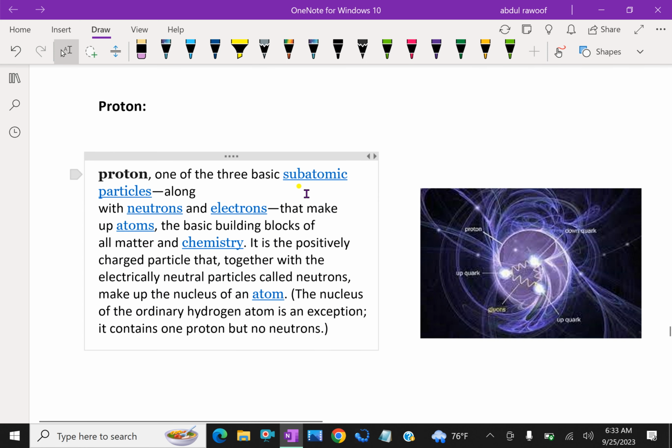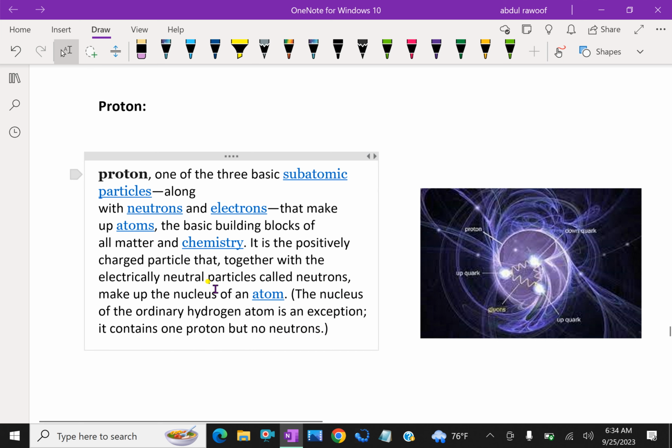Proton, one of the three basic subatomic particles, along with neutrons and electrons, that make up atoms. The basic building block of all matter and chemistry is these three things. It is the positively charged particle that, together with the electrically neutral particles called neutrons, makes up the nucleus of an atom. The nucleus of the ordinary hydrogen atom is an exception because it has no neutron. It contains only a proton but no neutron.